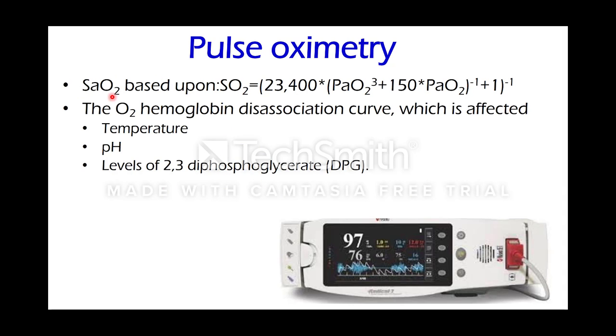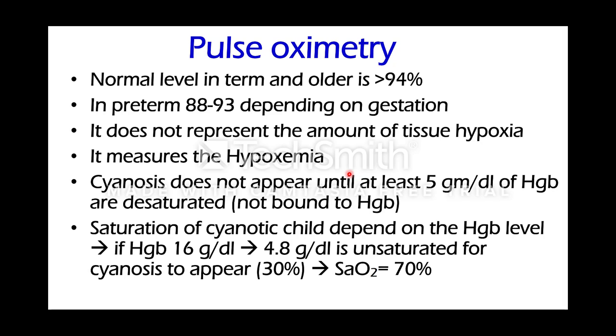The oxygen saturation measurement is based on the formula used to draw the oxygen hemoglobin dissociation curve. And that's why the oxygen saturation measured by pulse oximeter can be affected by temperature, by pH, and the level of 2,3-DPG. The normal value of oxygen saturation measured by pulse oximeter is more than 94% in term babies and in older children, and it's about 88 to 93% in preterm babies, depending on the gestation.